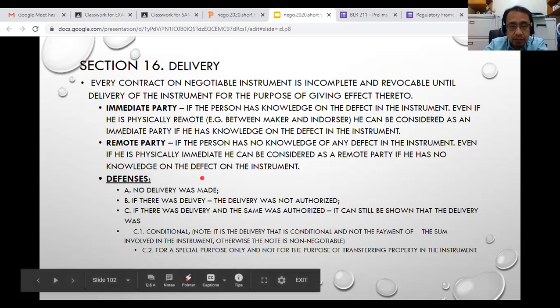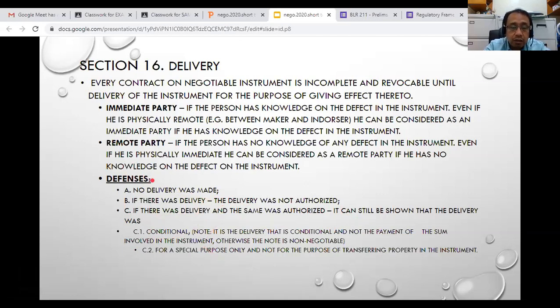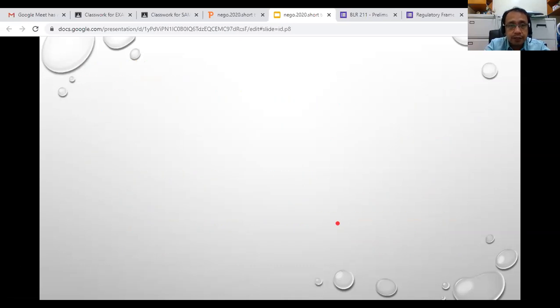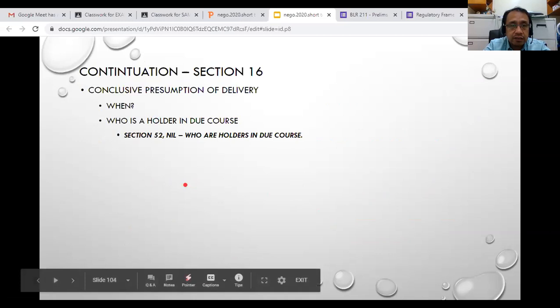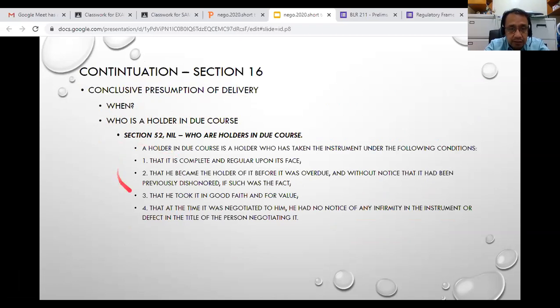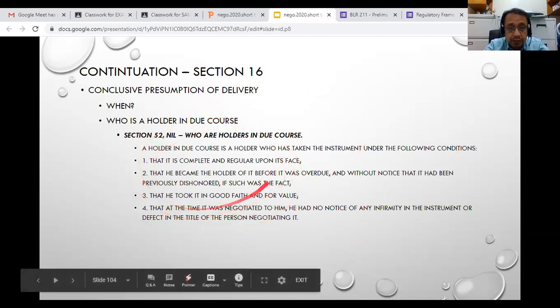Ito yun. Okay, there was no delivery. If there was delivery, it was not authorized. Or if there was delivery, the same was authorized, but it's conditional or for a special purpose. Again, ulitin ko, yung presumption na ito, applicable lang yan kung yung present holder is a holder not in due course. But if the present holder is a holder in due course, ito po yung rule natin. There is conclusive presumption of delivery if you are a holder in due course. Okay? So Section 17, ito na yung mga requisites ng holder in due course, yung sinasabi ko kanina.